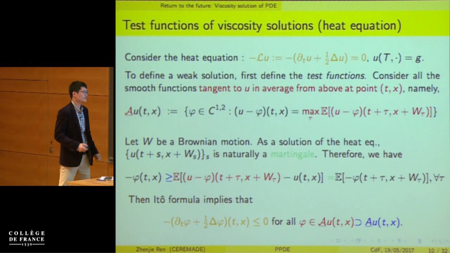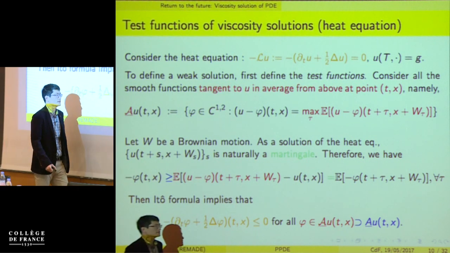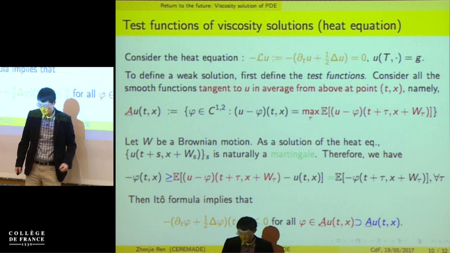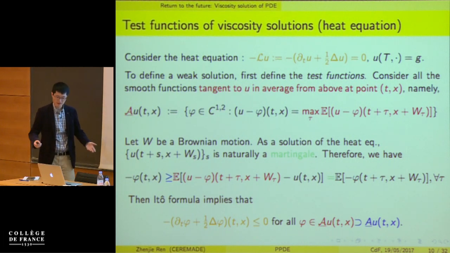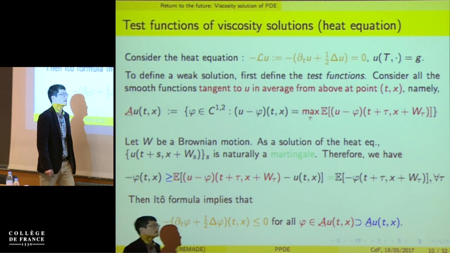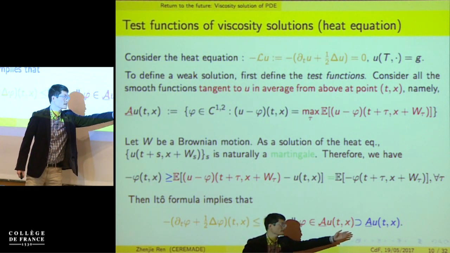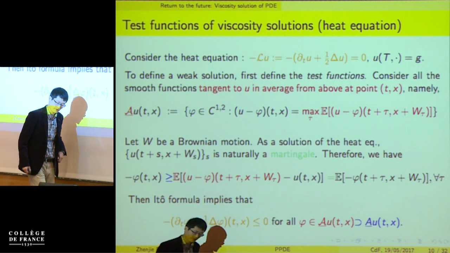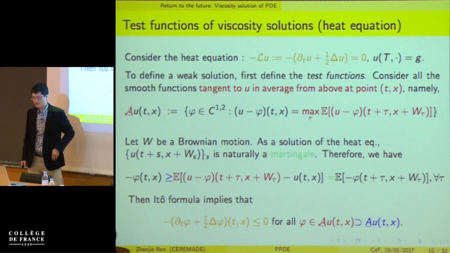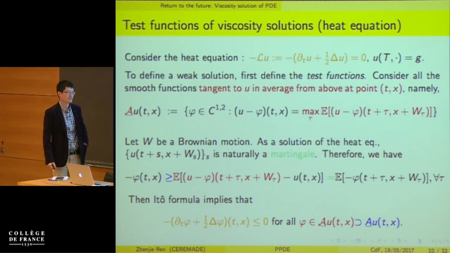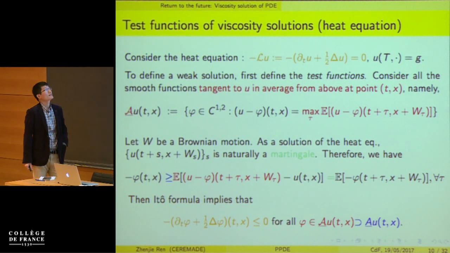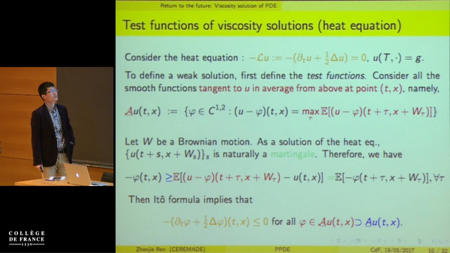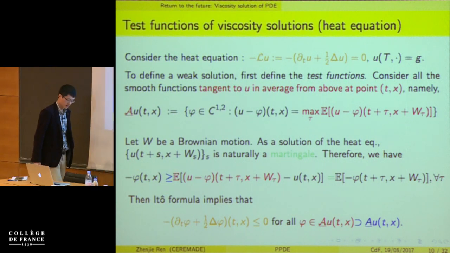So indeed, the new family of test functions, A round lower bar, will be bigger than the original one. Those phi which attain the local maximum pointwise, of course, still reach the maximum in mean value, but there are more candidates for these kinds of test functions. So we modify the definition of the test function. As a result, we will modify the definition of the viscosity solution.